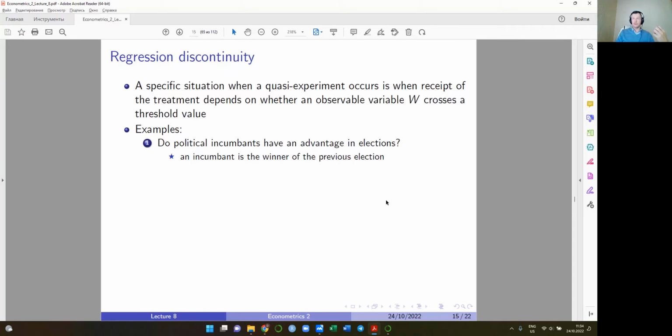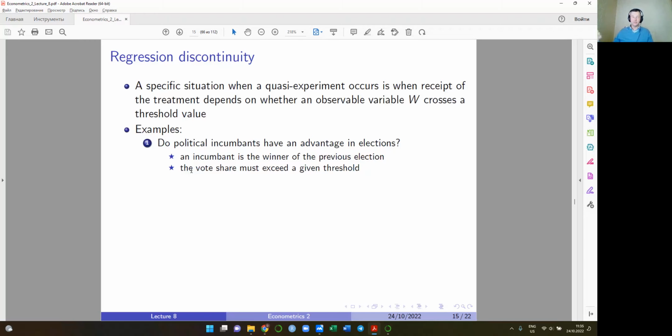How can we study this effect? Of course, if we simply compare the votes for incumbents and the challengers, probably it is going to be a highly biased estimate and not reliable. But we know that there is an observable variable, the vote share, right? Because you win if you received the maximum share of votes, and it means that it must exceed a given threshold.